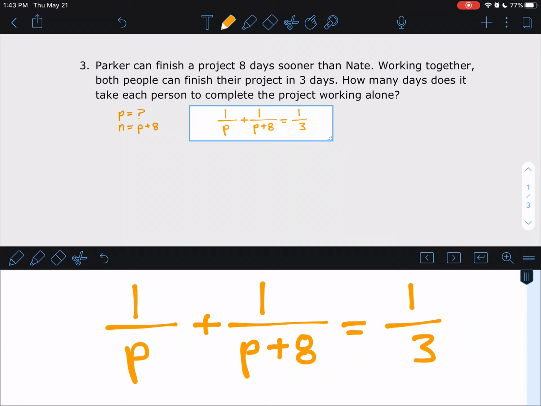So let's see, what can I do with this? Between P plus 8, and 3, none of these share common factors in the first place. I know that a lot of people are probably tempted to say that P and P plus 8 have a common factor of P, but no, they don't, because in that P plus 8, you can't factor a P out of the 8. So it's just P and P plus 8 and 3.